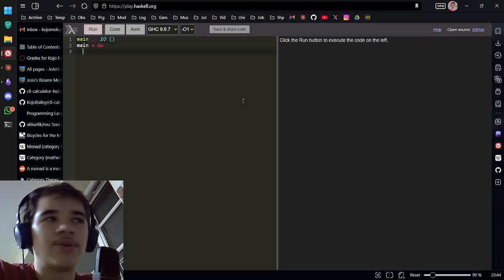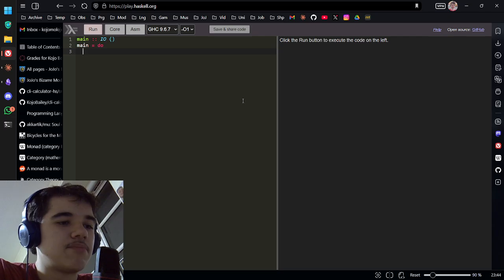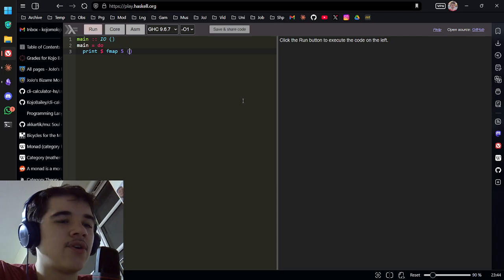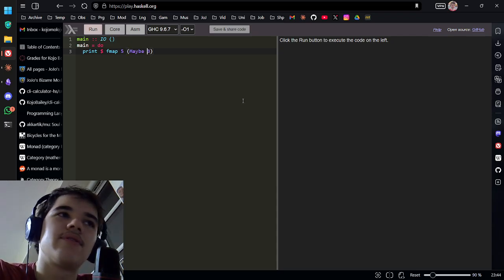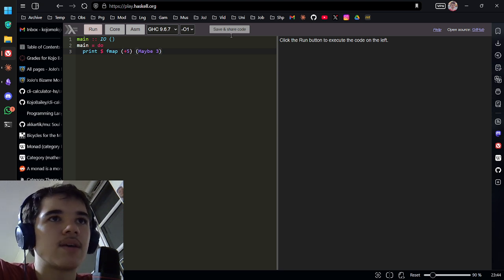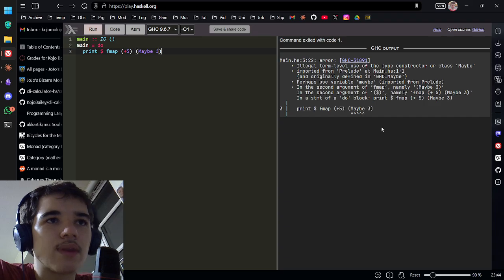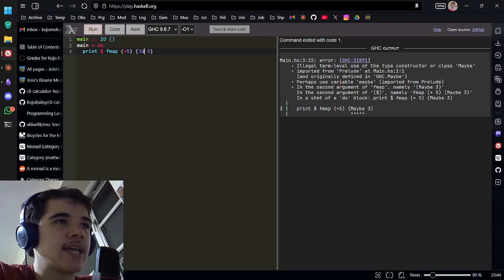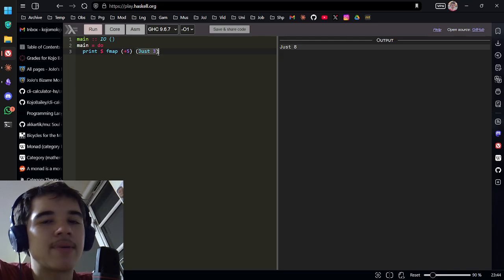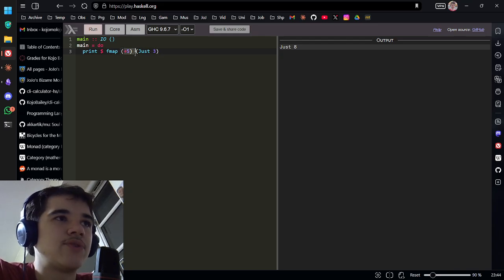Let's say we want to print fmap (+5) on Just 3, the function +5, and that should print Just 8. Where's the run button? Here it is. Exception, because this should be just 8. My bad. Yeah, just 8. So it's taking our thing here, unwrapping it so we get 3, then doing +5.